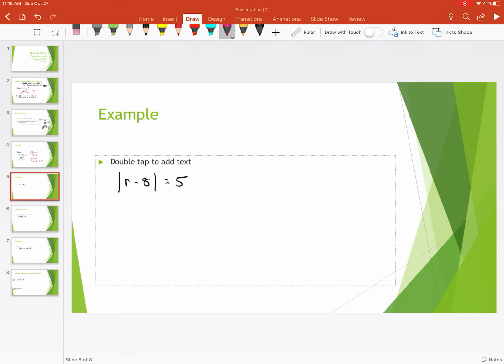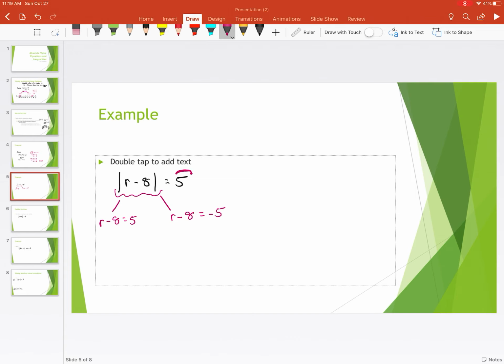Okay, let's try one more. Now in this case the variable isn't all by itself within the absolute value signs, but the process is the same. This is an isolated absolute value operation. So we're going to write two equations from this step. One is going to be r minus 8 equals 5. We drop the absolute value signs. And this one is going to be r minus 8 equals negative 5.